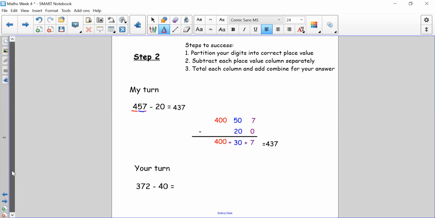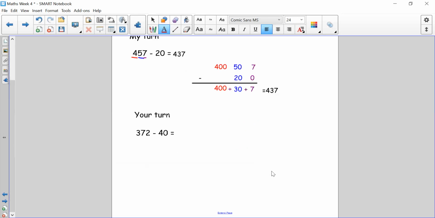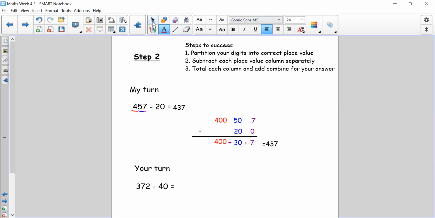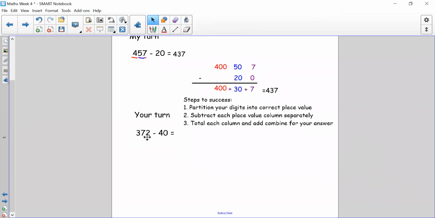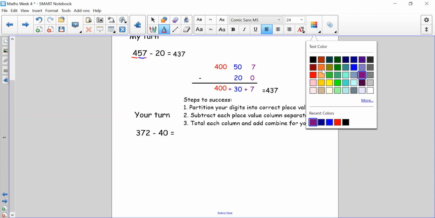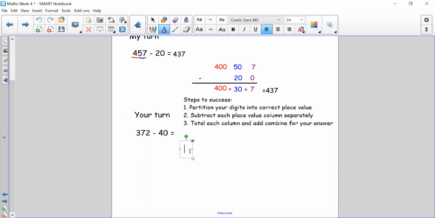Okay, welcome back everybody. It's lovely to see you again. Hopefully you have managed to partition your digits and subtract correctly. Let's have a look at how we do this. Our first step is that we need to partition each digit into the correct place value column. So we have 372. Let me get my red for my hundreds. I have 300. I have 70. And I have 2.